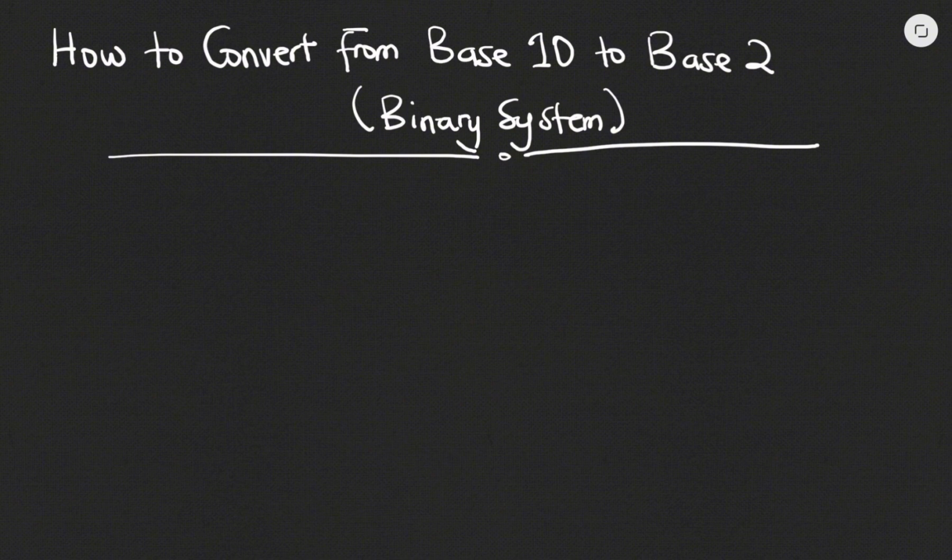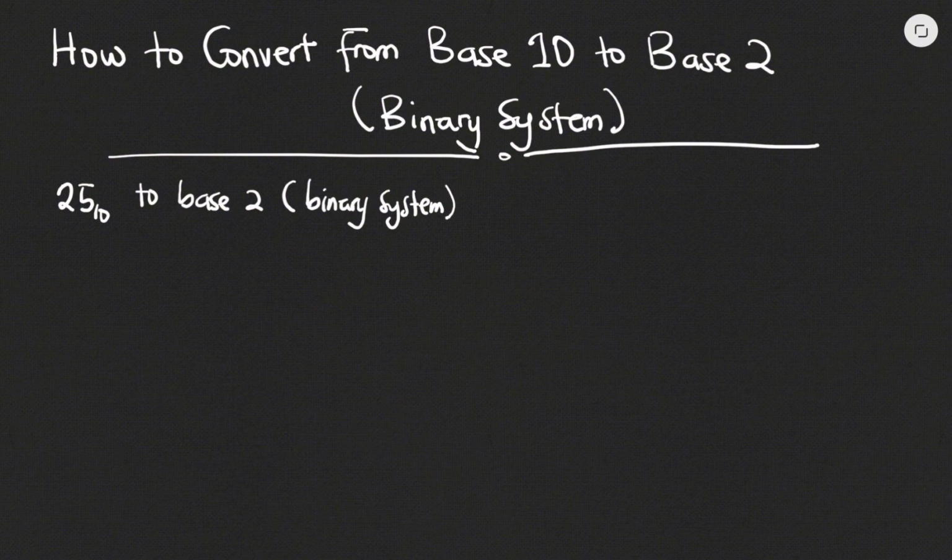So we are to express 25 base 10 to base 2, which we also call the binary system or the binary numbers. Now for base 2, it only has values ranging from 0 to 1, so you will not get anything above 1 when you are dealing with base 2. Alright, so let's proceed to look at how we convert 25 base 10 to base 2.